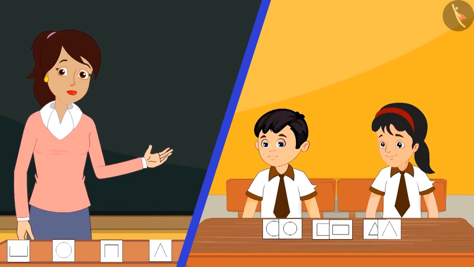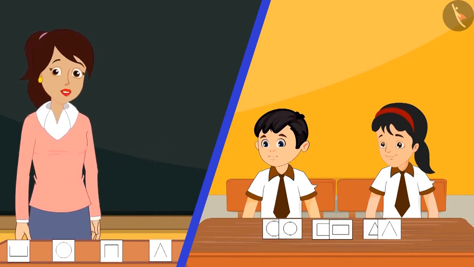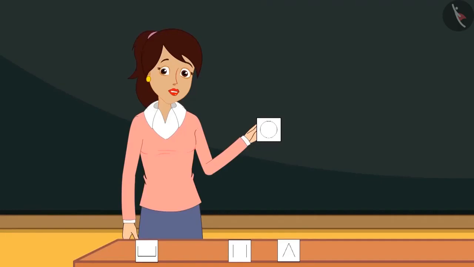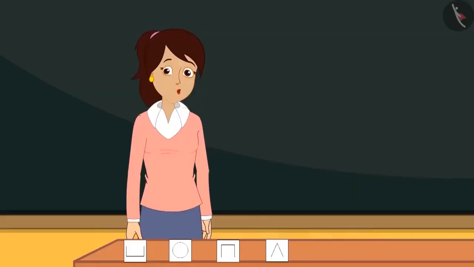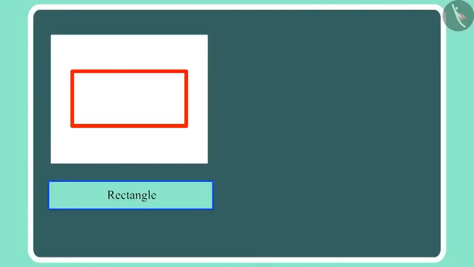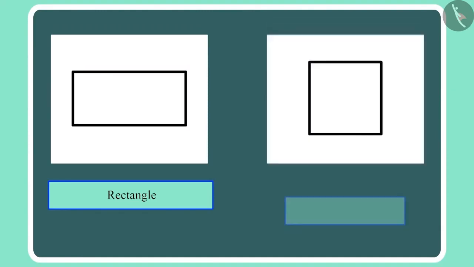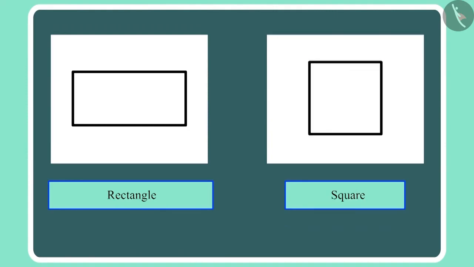Wow, Chotu. Wow, Pinky. You have sorted these cards perfectly. Look at this. This is a round-looking shape and we call it a circle. Ma'am, isn't this also a circle? Yes, Pinky. This is also a circle. And this shape is the rectangle. And we call it a square.